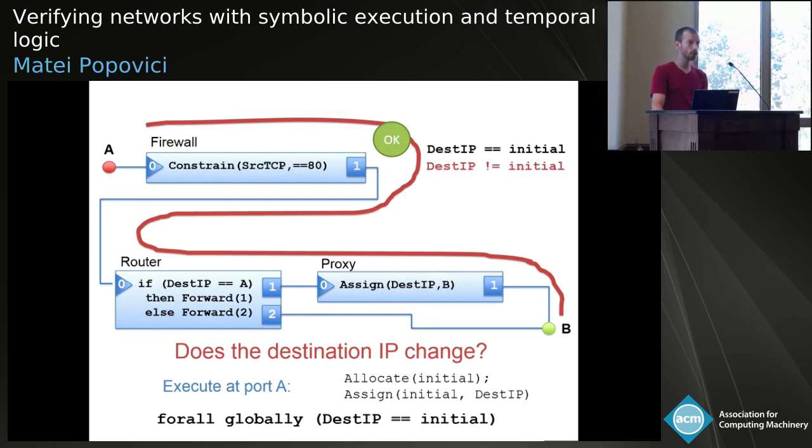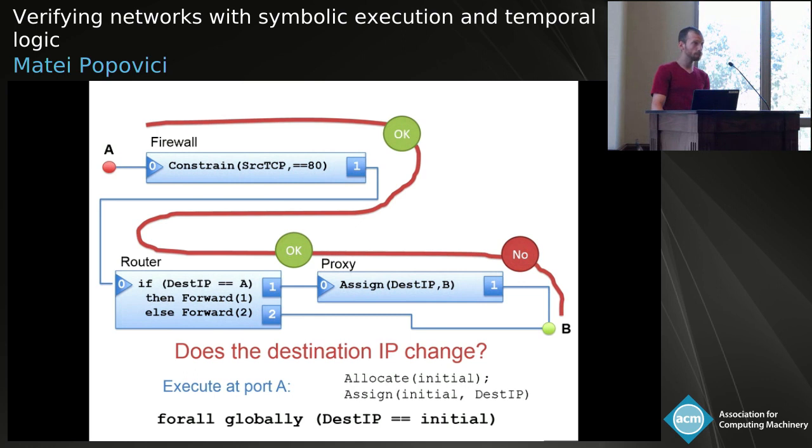To do that, we build the complement of this condition, and we add the complement to the set of constraints built by symbolic execution at port 1 of the firewall. If the combined set of constraints is unsatisfiable, then the original formula is true. And we do this verification at each point, at each hop in the network. And finally, at the output port 1 of the proxy, we find that the complement of the constraint is violated. Okay? So this means that the sub-formula globally destination IP equals initial is false on this path, therefore the entire formula is false.